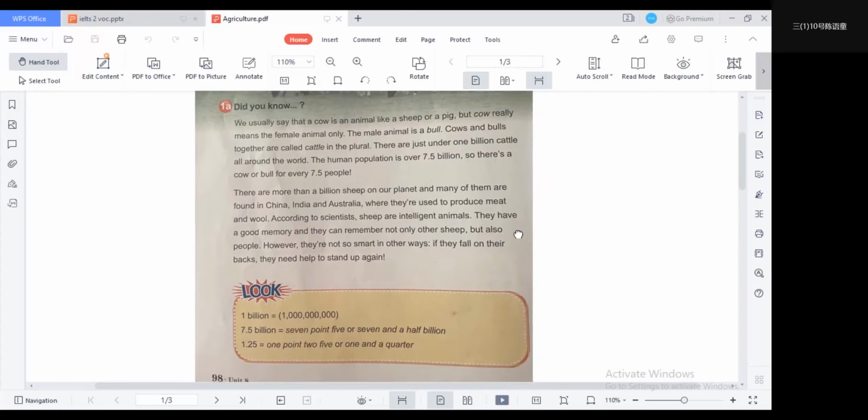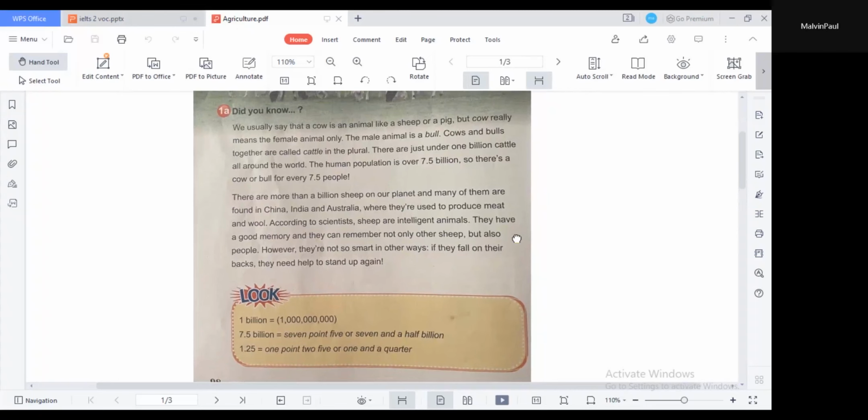So let's look at this one. Let's look at what we're saying before we go back to the top and polish up some points. Number one, we have 1 billion, which is how many zeros? 1, 2, 3, which is 9. 9 zeros. That is 1 billion.